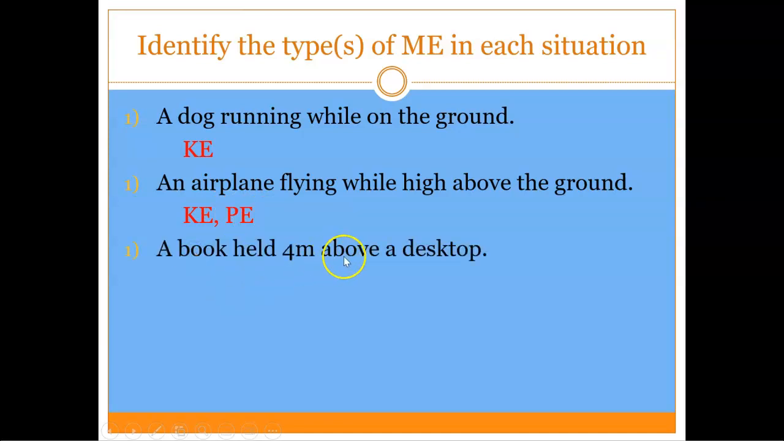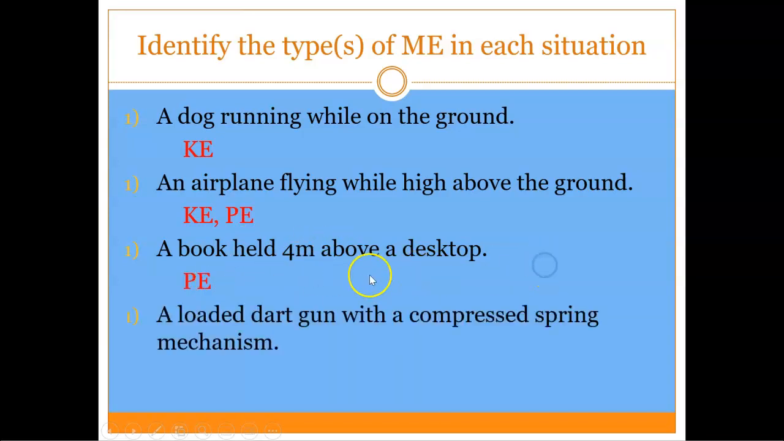A book held 4 meters above a desktop is not moving, so it has no KE. There's no spring involved, so no PE spring, but there is a height, so there's PE gravity. A loaded dart gun with a compressed spring mechanism: it has a spring involved, it's not moving, and there's no height, so it's just PE spring. If you were running with that, then it would have a height because you're holding it above the ground. So it has both PE spring and PE gravity, and you're moving because you're running, so it'd have KE as well. So you could have all three.